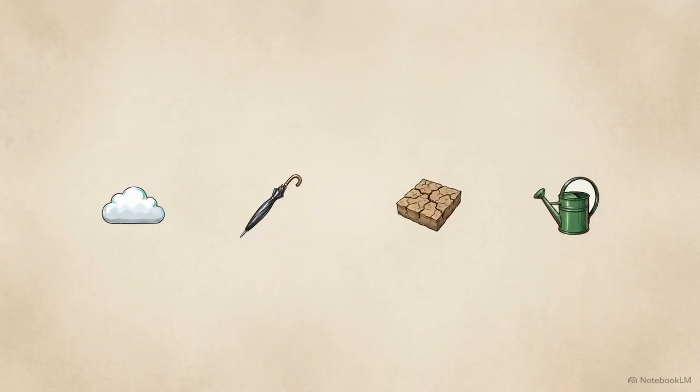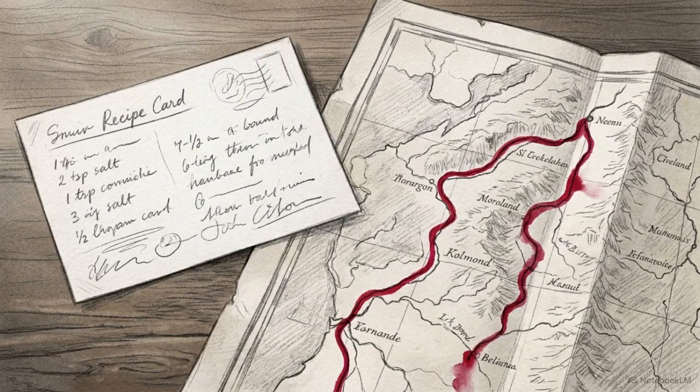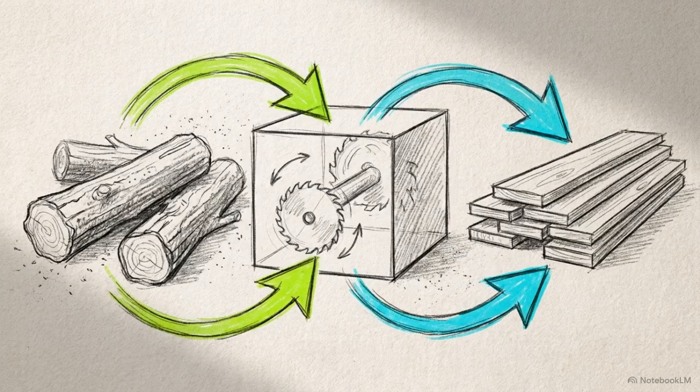When we organize these rules into a sequence to solve a larger problem, like a recipe for a meal or a set of directions for a journey, we have created a procedure. This reveals our first principle. An algorithm is a sequence of human instructions, crafted to move from a specific input to a predictable output.